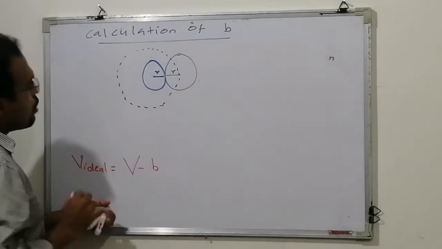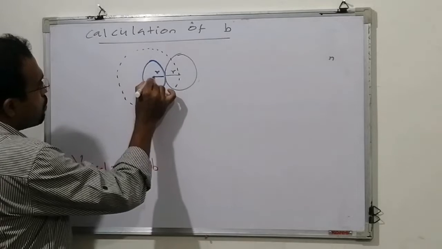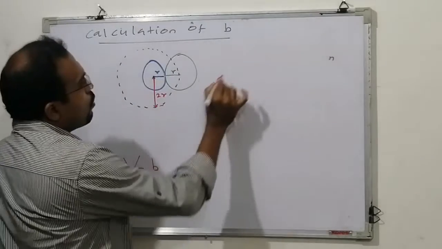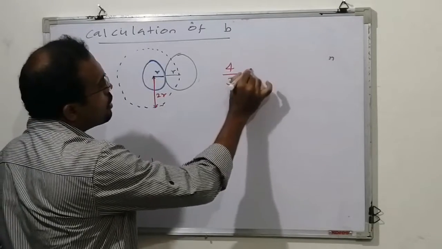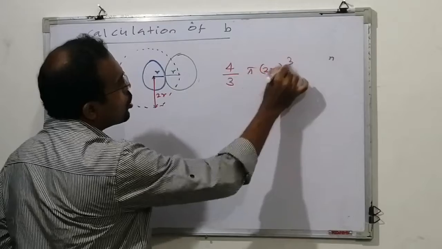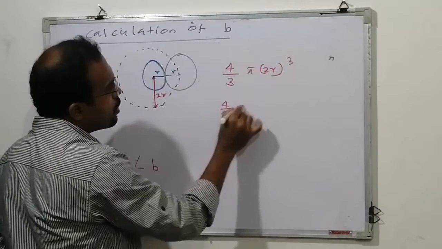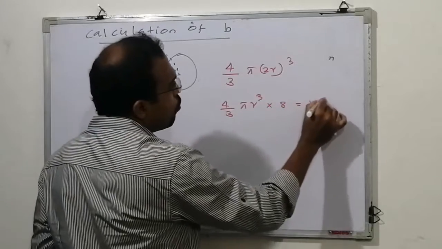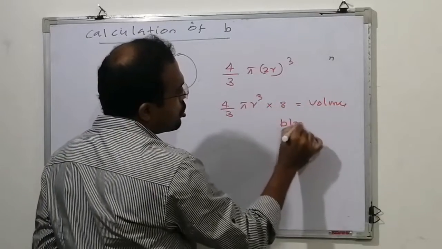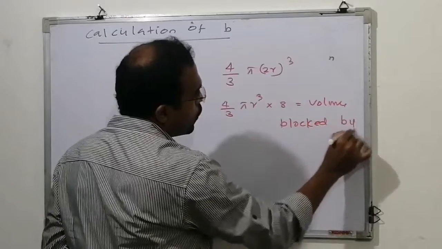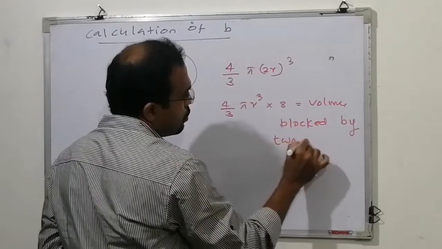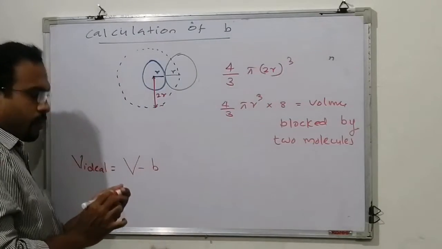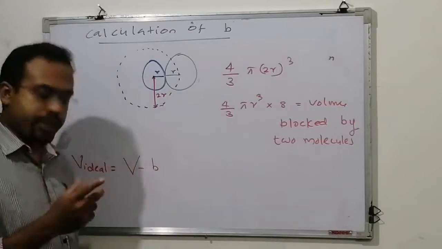Therefore, we can calculate the volume of this space, which is nothing but 2R. Therefore, the volume of that space is 4/3 π (2R)³, that is nothing but 4/3 π R³ × 8. This is the volume blocked by two molecules due to their presence or collisions.